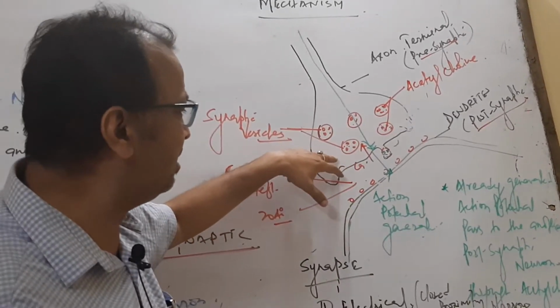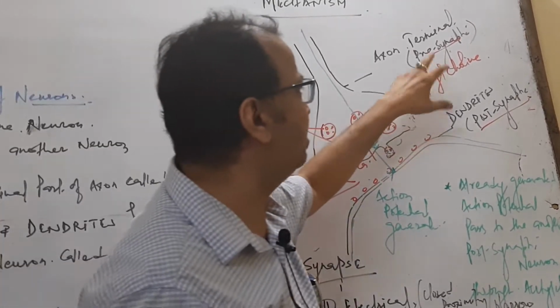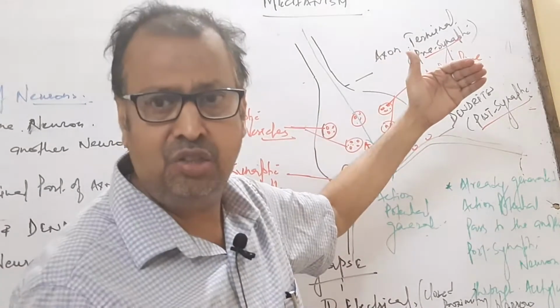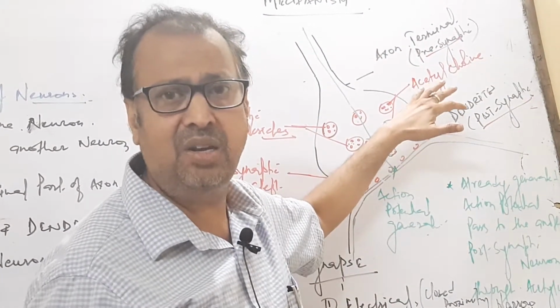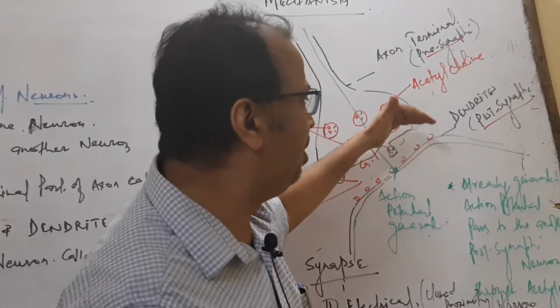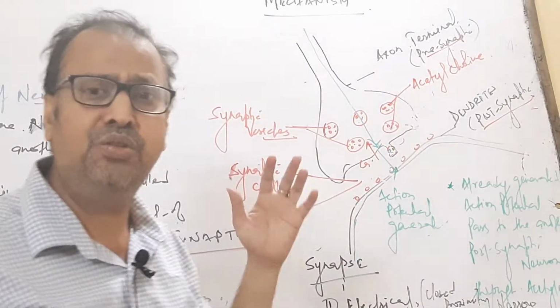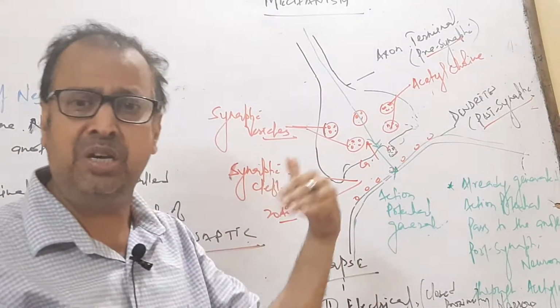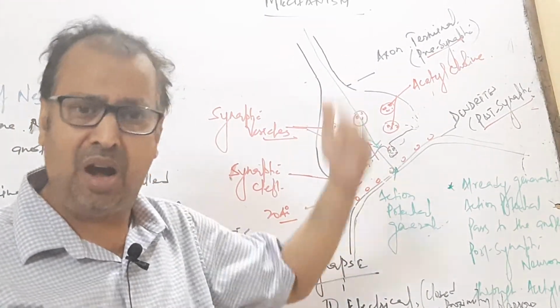Inside the vesicles, neurotransmitters are present. The main neurotransmitters are acetylcholine or noradrenaline. These are the neurochemical neurotransmitters, which transmit the signal from one neuron to another neuron.